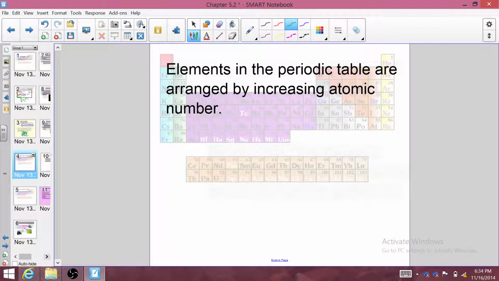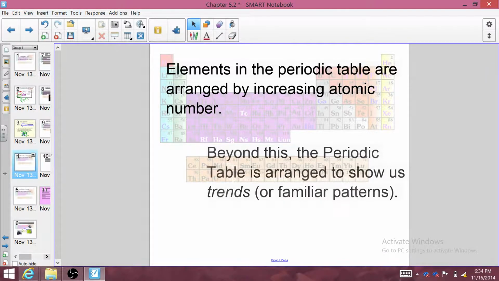Moving on back to our table, it turns out that elements in the periodic table are arranged by increasing atomic number, meaning they're arranged by least amount of protons to the most amount of protons. But you can see that it's in this really funky shape. It's not just a box. And that's because the periodic table is actually arranged to show us trends or familiar patterns in these elements.